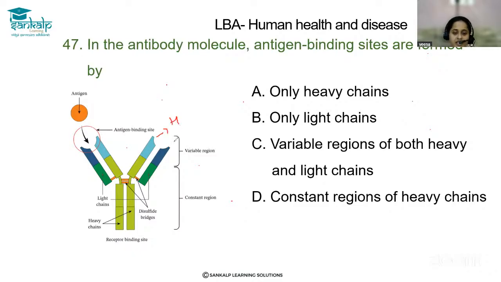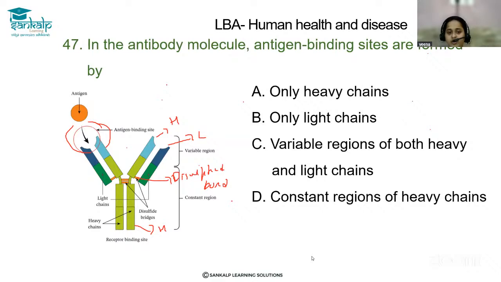So this is the heavy chain, this is the light chain, right? In the constant region you will get only heavy chains. And these are connected by the disulfide bond, right? In this structure, where exactly is the antigen going to bind with the antibody? This region is called the antigen binding site, that is present in the variable region. So the correct answer is, dear student, which one?